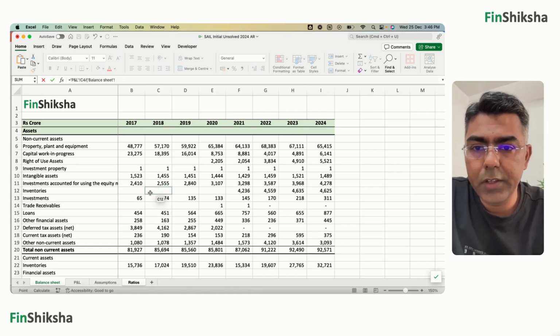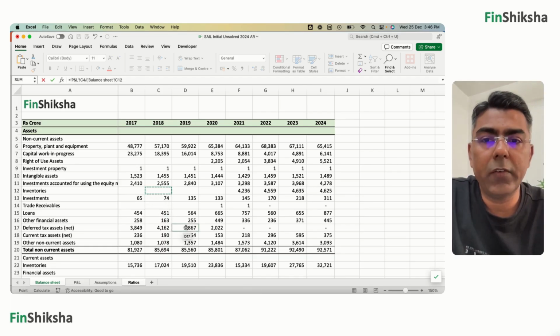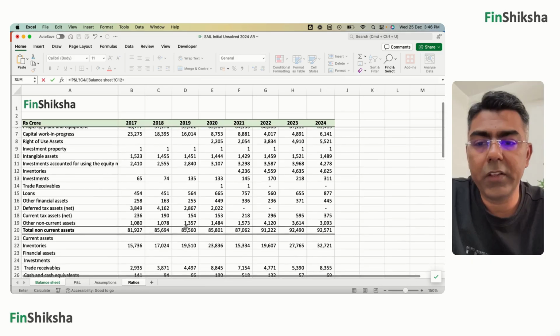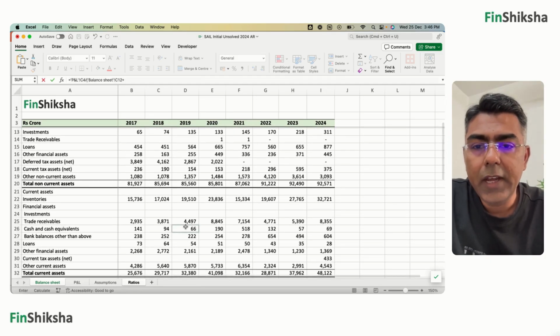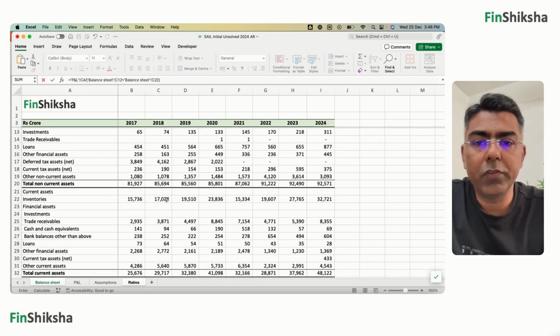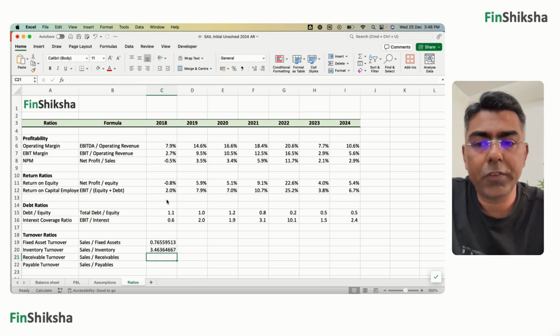So let's see, here it is. This is non-current inventory. It's zero in this year, but post 2020, they've started classifying some of that there. And short-term inventory is here. So I'm going to add both of them together to get a complete picture of what is the inventory.